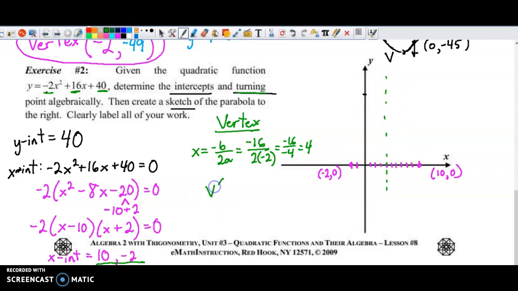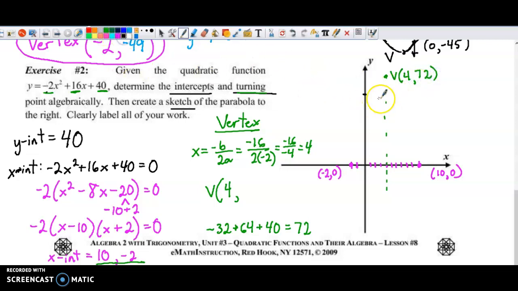And I can figure out the vertex by plugging in 4 into the equation. Well, 4 squared is 16 times -2 is -32. And then 16 times 4 is 64. So that's 32 so far, plus 40 goes up to 72. So my vertex is way up here at (4, 72).